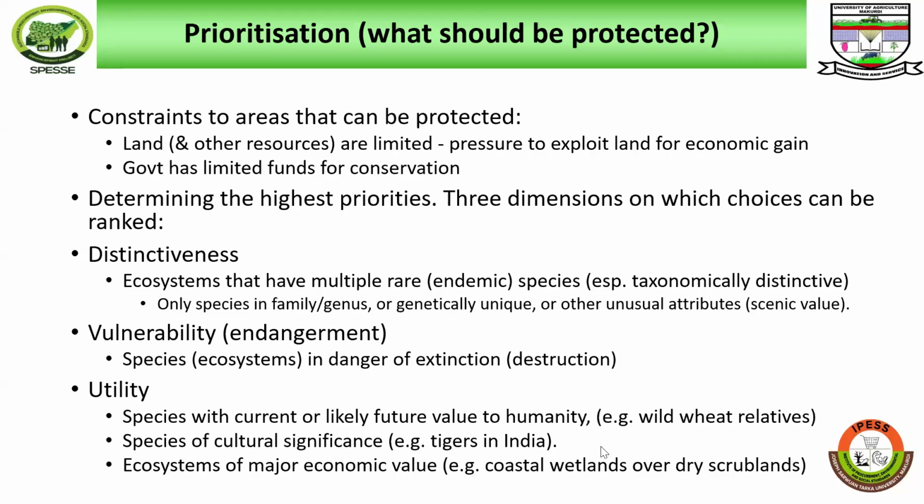An ecosystem of major economic value. This is also an interesting place. You look at coastal wetlands over dry scrublands. So if you have choices between those two, and you feel that having developed maybe a corridor that is really amazing to view and for you to earn money from, that can be a choice in terms of how you rank your priorities.